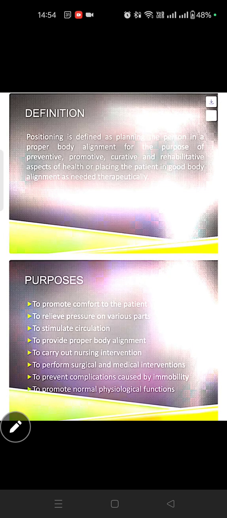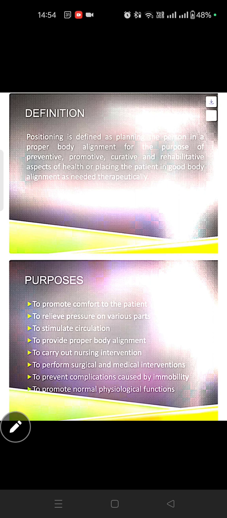Just read about what the procedure is, what the uses are, and when we are using positioning. So first question: why are we using positioning? Positioning means placing the person in proper body alignment, to prevent or promote health, and therapeutically placing the patient in good body alignment. So mainly we use body alignment.